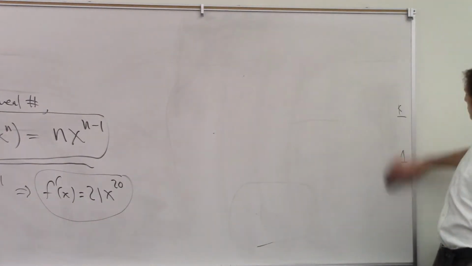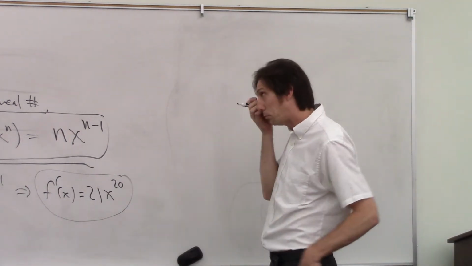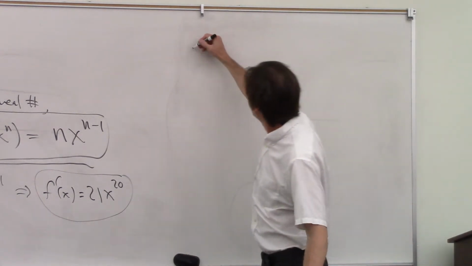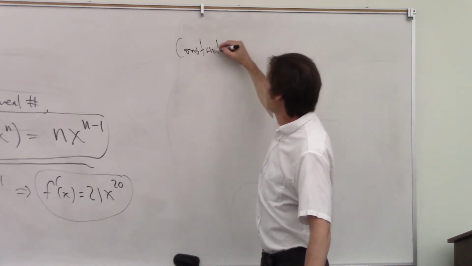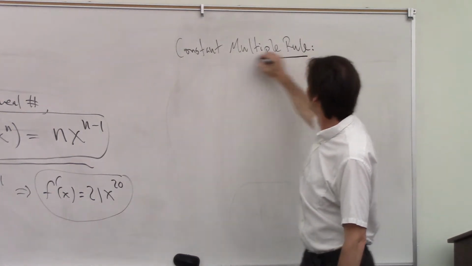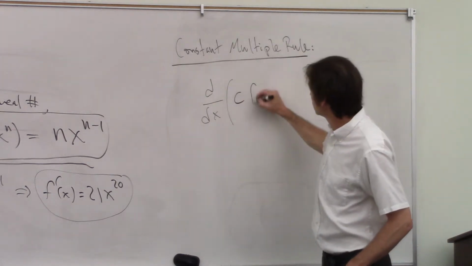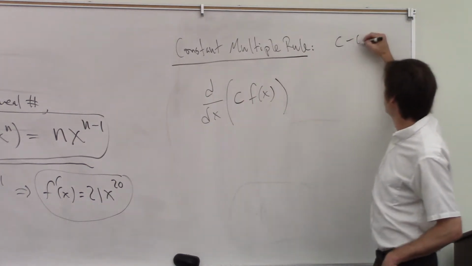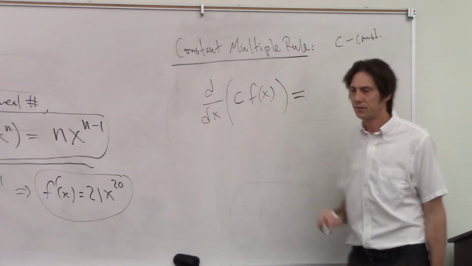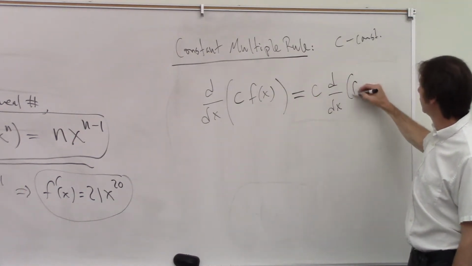In this section, in section 3.1, they give us 3 additional rules at first, before they talk about exponential functions. We'll get to those in a second. But here are those 3 additional rules. There's something called the constant multiple rule. It says this: if I want to do the derivative of a constant times a function, right, c is a constant here, I can factor the constant out of the derivative. And so this is the same as a constant times just the derivative of the function.